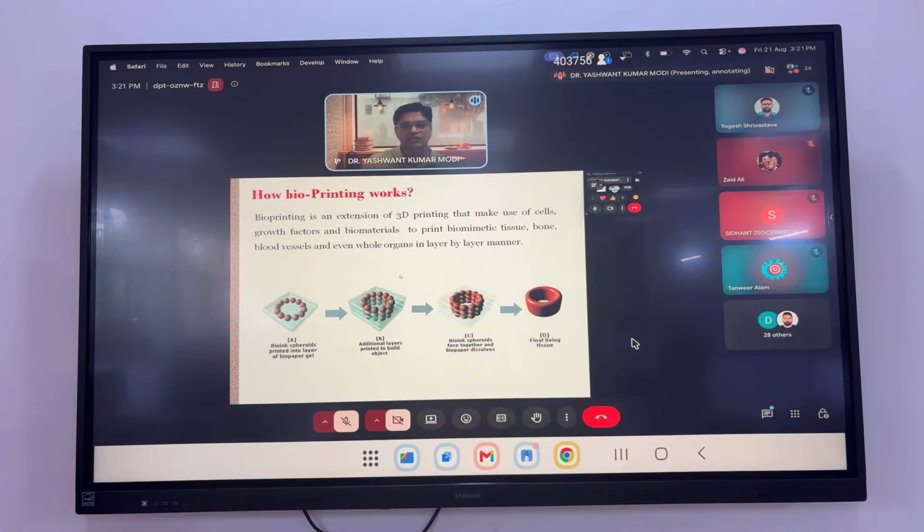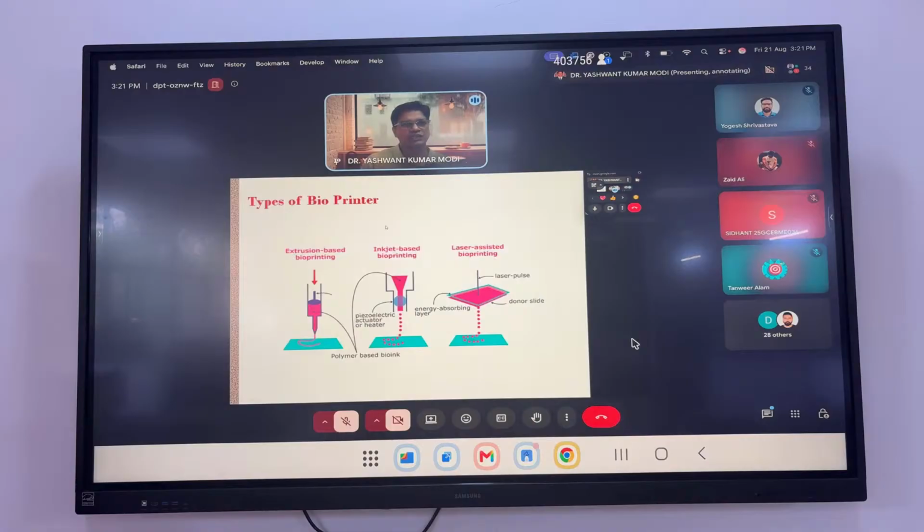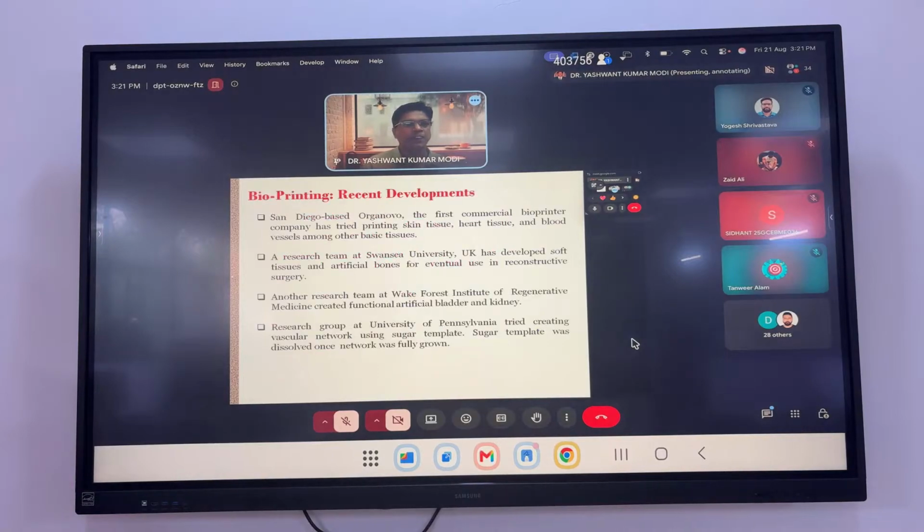There are some bioprinters based on different technologies: extrusion-based bioprinting, inkjet-based bioprinting, and laser-assisted bioprinting. Different types of printers are available. Of course, they are far more sophisticated than our traditional 3D printers. They are more sophisticated, more precise and accurate. Of course, they are more costly as well.